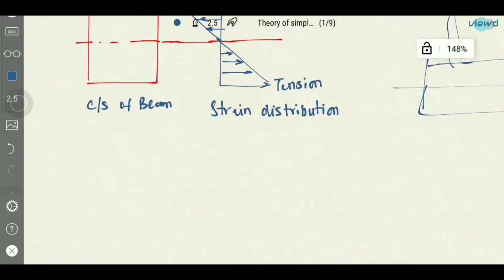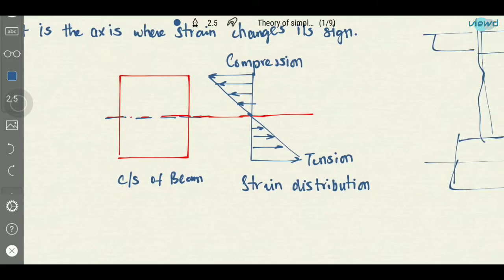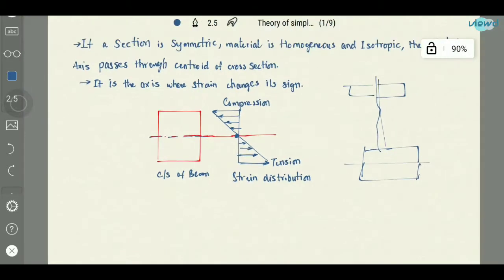So at this neutral axis, the strain sign changes, because the layers below the neutral axis will be under tension, and the layers above the neutral axis will be under compression. So if we draw the strain distribution for this cross section, the layers under neutral axis are under tension, the layers above the neutral axis are under compression. So at this neutral axis, the tension is changed to compression when we travel from down to up. This is the point where strain changes its sign.